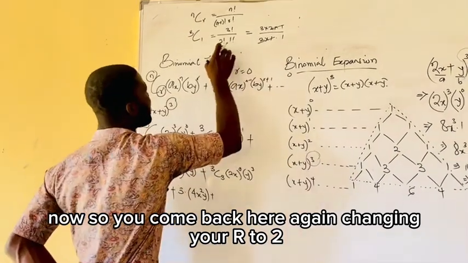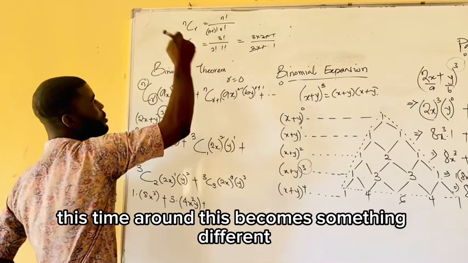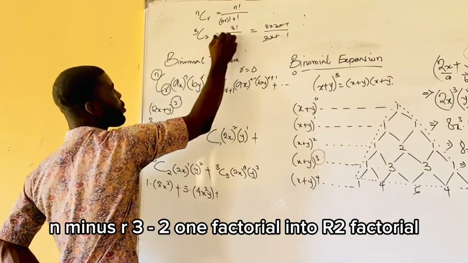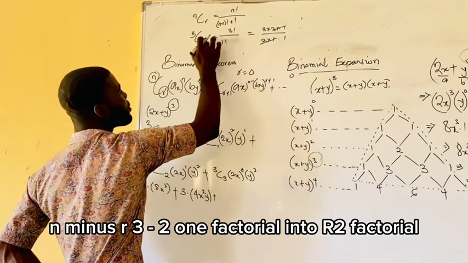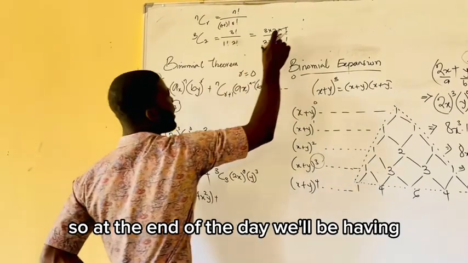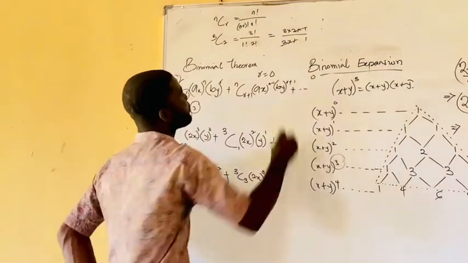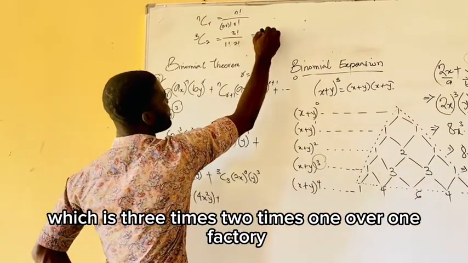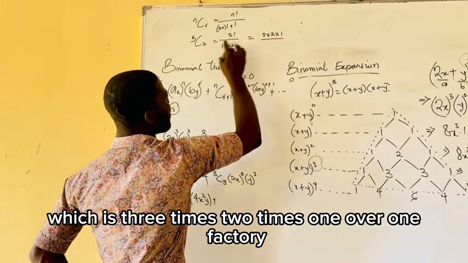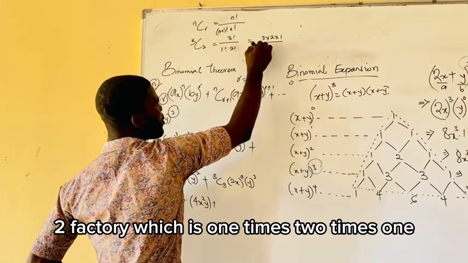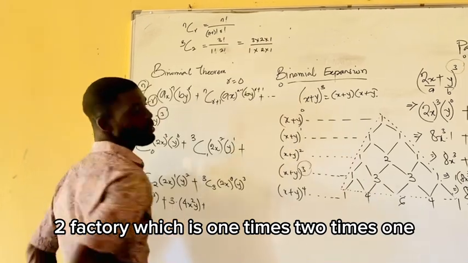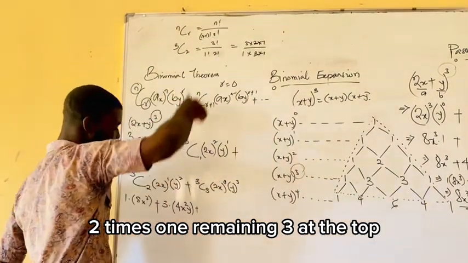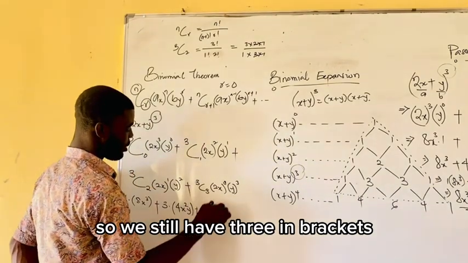So we come back here again, changing your r to 2 this time around. This becomes something different. N minus r, 3 minus 2, 1 factorial into r, 2 factorial. So at the end of the day, we'll be having 3 factorial, which is 3 times 2 times 1 over 1 factorial, 2 factorial, which is 1 times 2 times 1. If you're clear with this now. So 2 times 1, we still remove 2 times 1, remaining 3 at the top. So we still have 3 in brackets.